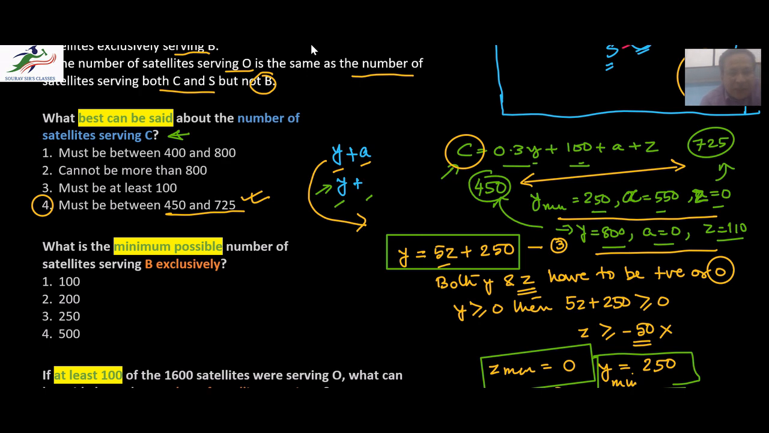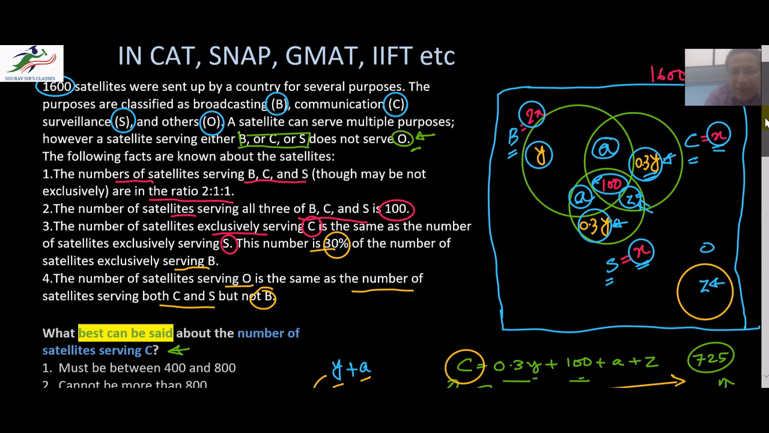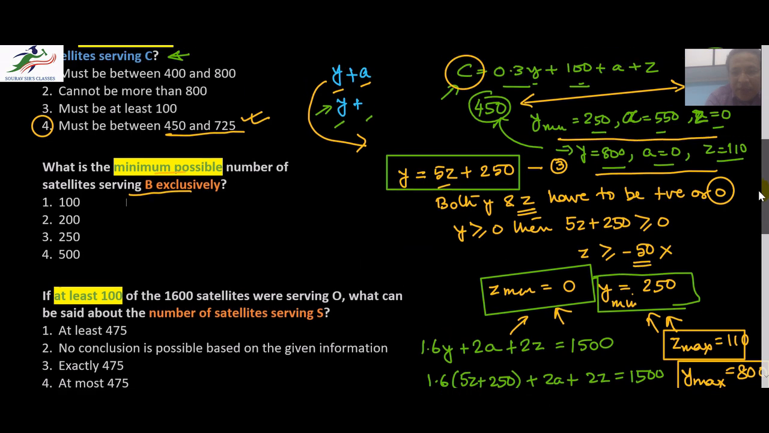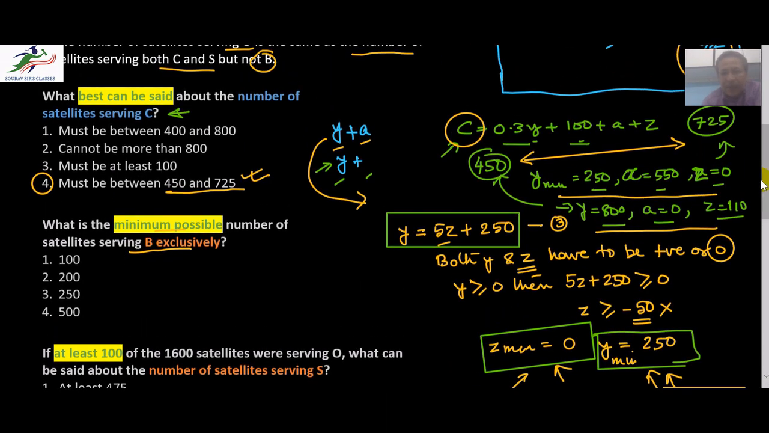The second question says, what is the minimum possible number of satellites serving B exclusively? Minimum possible satellites serving B is Y. Y is the number of satellites serving B, and Y minimum we found out to be 250. This is the minimum value of Y. So 250 is the correct choice.